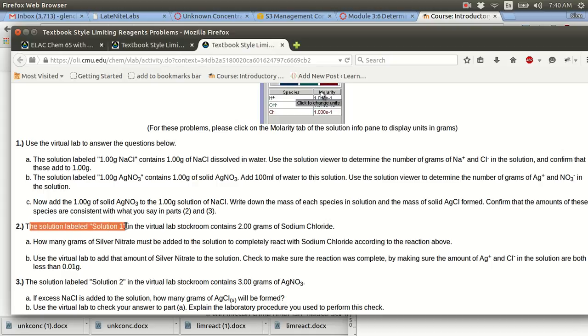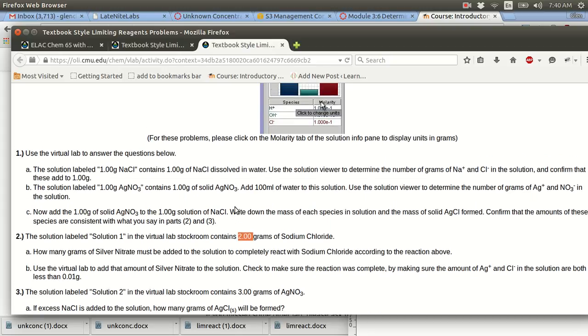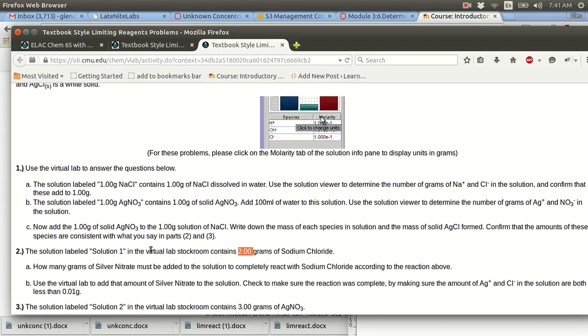Number 2. The solution labeled solution 1 contains 2 grams of sodium chloride. How many grams of silver nitrate must be added? Okay, for 2A, you do not use the software, you must do the calculation. I will use 5.55 grams of sodium chloride. You will use 2.00 grams of sodium chloride. Let us do the calculation now. We want to know grams of silver nitrate.